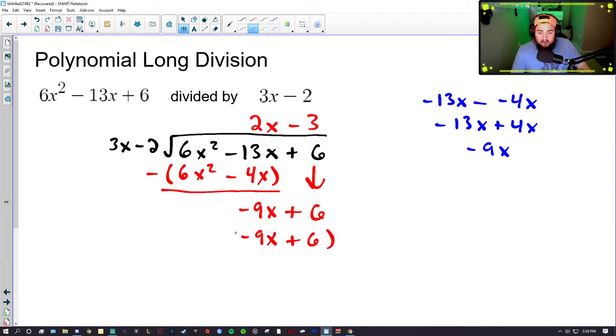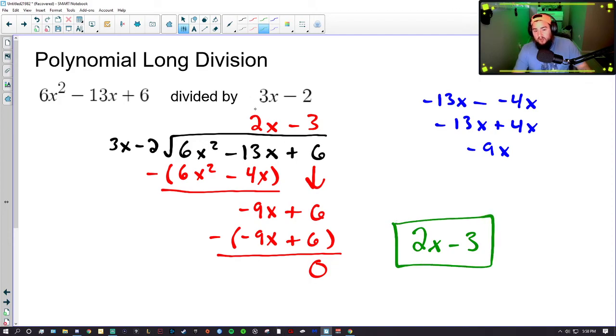Like I said, now we'll subtract, and I said this wouldn't have any remainders, which is good. These are the same terms. Negative 9x minus negative 9x is 0. 6 minus 6 is 0, so we have a remainder of 0. So our solution to this problem is 2x minus 3. And that is polynomial long division.